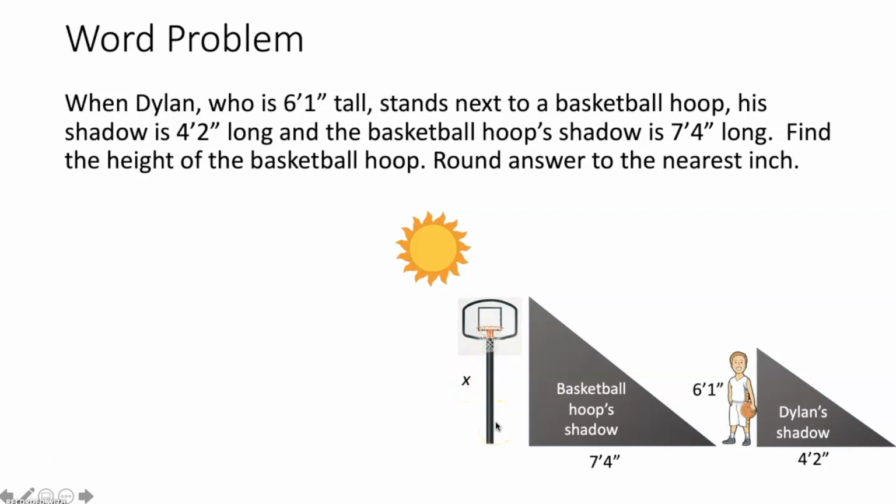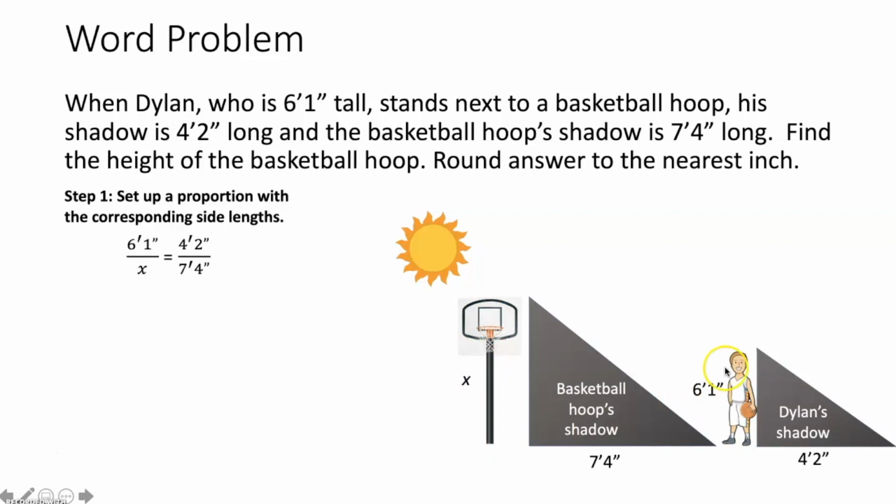So how do I do that? Well, this is where that indirect measurement comes in. The shadows created by two perpendicular objects to the ground create two similar triangles. So what we can do then is set up a proportion between these two similar triangles and solve for our missing height over here. So how do I set up this proportion? Well, I can just go Dylan's height over the height of the basketball hoop is equal to Dylan's shadow length over the length of the basketball hoop shadow. Now all I have to do is cross multiply, solve for x.